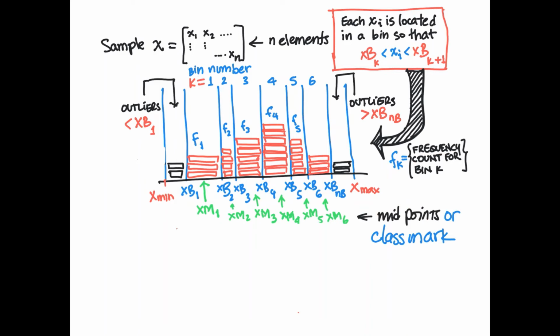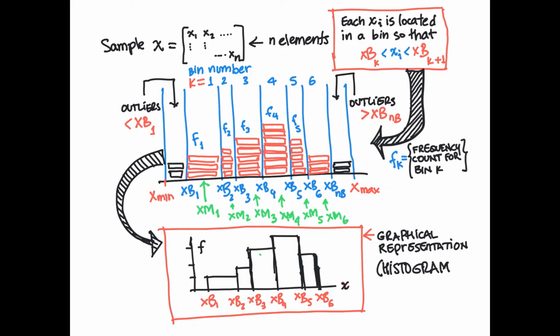And so now another thing that we can do is obtain the midpoint of each bin. This is called the midpoint or class mark. We have the frequency count and we have the bins. And we could plot the frequency count against the bin and produce this figure, which is called a histogram.